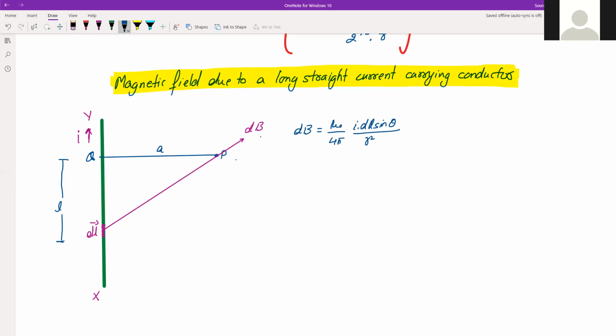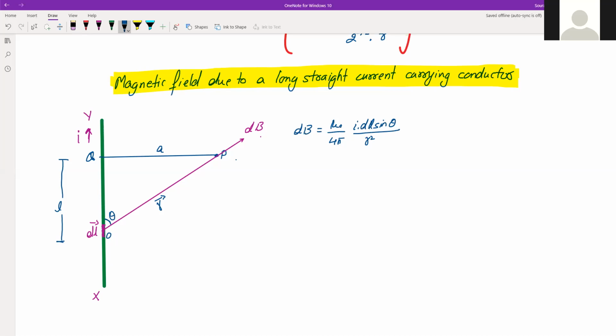R is the distance of dl from the point of observation. So let us say this is our r, that is the current element and the point of observation and the distance between them. Let us say this point is O, right? And what is theta? Theta is the angle between dl and r. So this is theta, correct? So that is dB, that is mu naught by 4 pi I dl sine theta divided by r square.